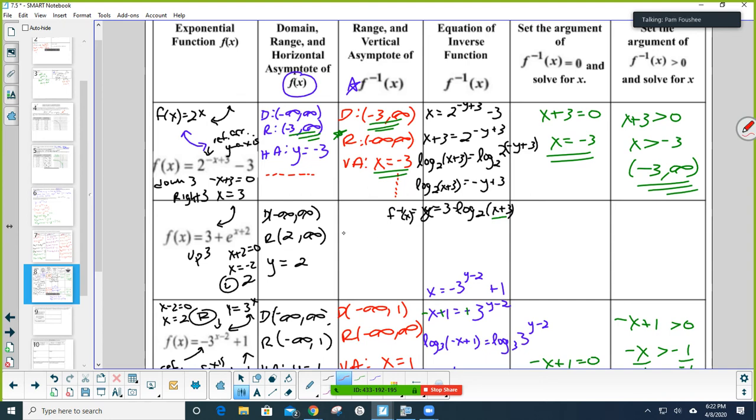Okay, so now flip-flop my domain. For the inverse again, we're talking inverse, is 2 to infinity. My range is negative infinity to infinity. Yes. Wouldn't the range be from 3 to infinity since 3 is the horizontal?